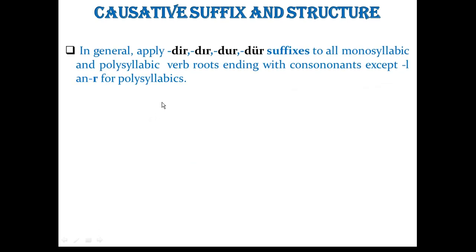In general, as a first rule, apply the dir, dır, dur, dür suffixes to all monosyllabic and polysyllabic verb roots ending with consonants, except le and re letters for polysyllabics. So apart from exceptions, you are supposed to apply dir, dır, dur, dür suffixes to monosyllabic and polysyllabic verb roots.